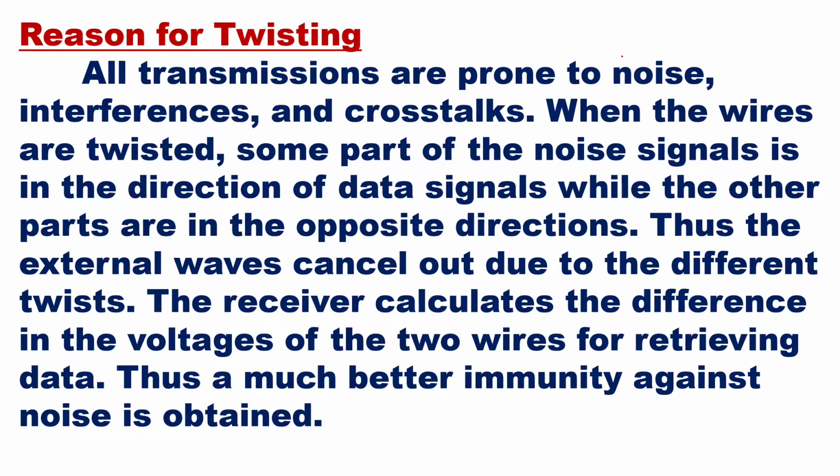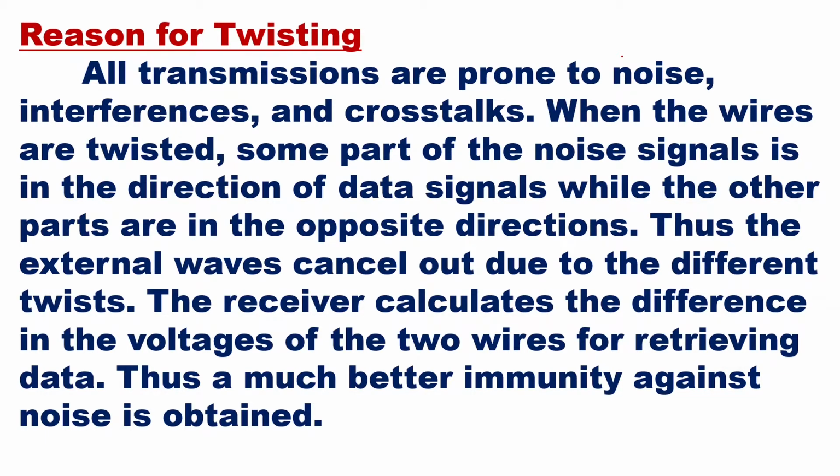Then we will see the theory behind why we actually require twisting. So, the reason for twisting: all our transmissions are prone to noise. Whenever you transmit a signal from one point to another, it is going to face noise, it is going to be interfered with by noise. So noise, interferences, and crosstalks. All transmissions are prone to noise, interferences, and crosstalks. So when the wires are twisted, some part of the noise signals is in the direction of the data signal, while the other is in the opposite direction.